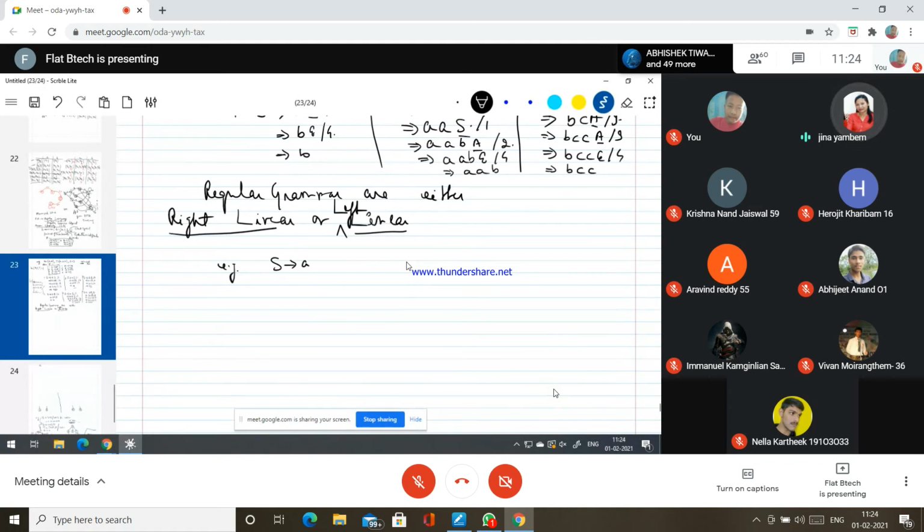S replaceable by AA, then S replaceable by AB, and then A replaceable by epsilon. Then S replaceable by AA, S replaceable by BA, A replaceable by epsilon. Now see here, I have considered two examples, to check whether it is right linear or left linear. Let me take another, a third one.